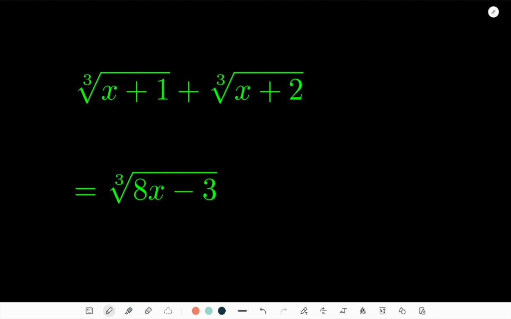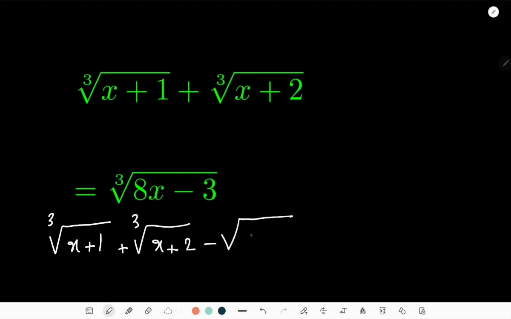So basically what I did, I brought the right hand side to the left hand side first. So basically what we have is the cubic root of x plus 1 plus cubic root of x plus 2 minus cubic root of 8x minus 3. This is equal to 0.